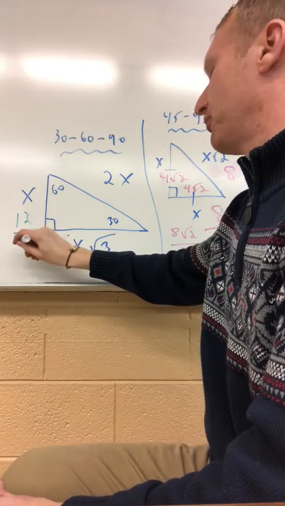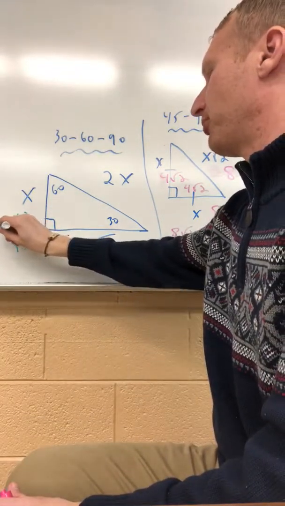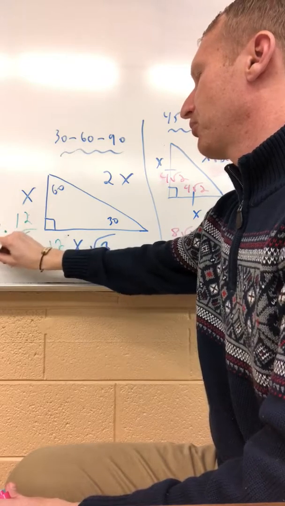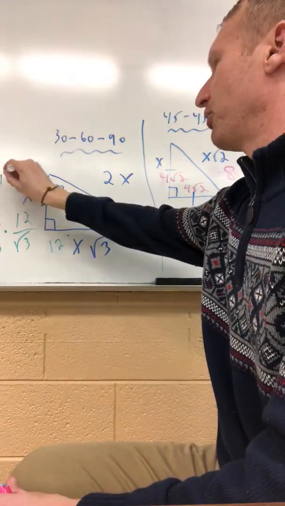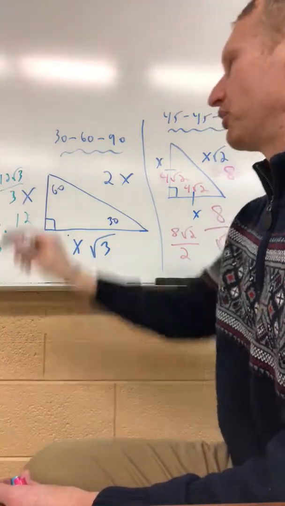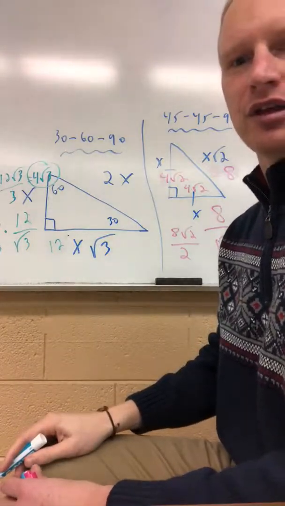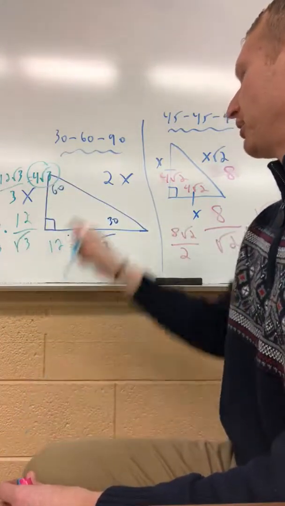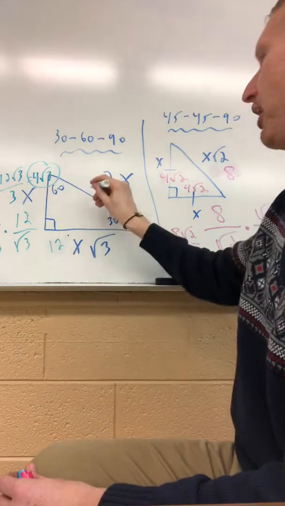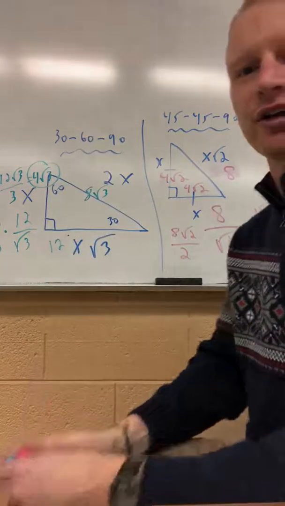So you do 12 divided by the square root of 3, and then rationalize it by multiplying the top and bottom by root 3. And you get 12 root 3 over 3, which is 4 root 3 for your length of the small side. And then the hypotenuse is just twice that, or 8 times the square root of 3. So once you get the smaller side, you're good to go.